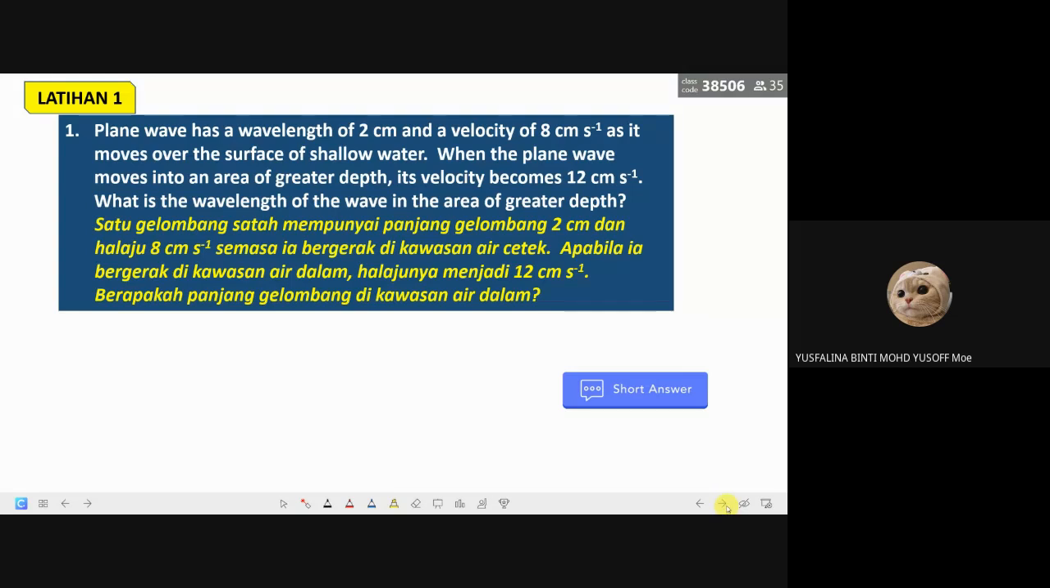Okay, since no one answers my question, I will ask you a question. All right, please answer this question. It says here, a plane wave has a wavelength of 2 cm and velocity of 8 cm per second as it moves over the surface of shallow water. When the plane wave moves in an area of greater depth, its velocity becomes 12 cm per second. What is the wavelength of the wave in the area of greater depth?